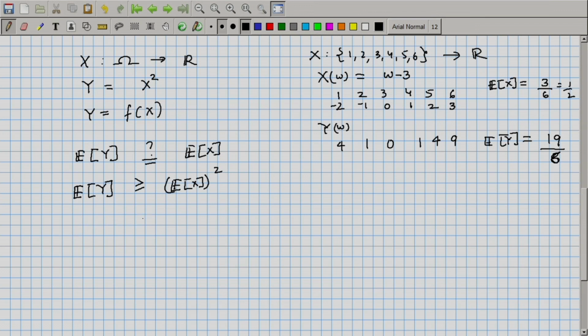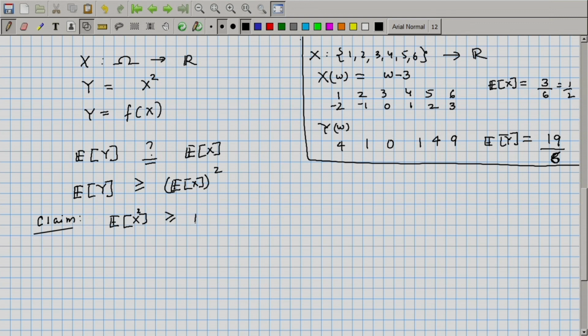Okay. So, not just for this particular example, is it the case that expectation of Y, that is X square, is always greater than expectation of X the whole square? Okay. So, this is the case. Expectation of X square is greater than expectation of X the whole square. Okay. So, let us see why this is the case.